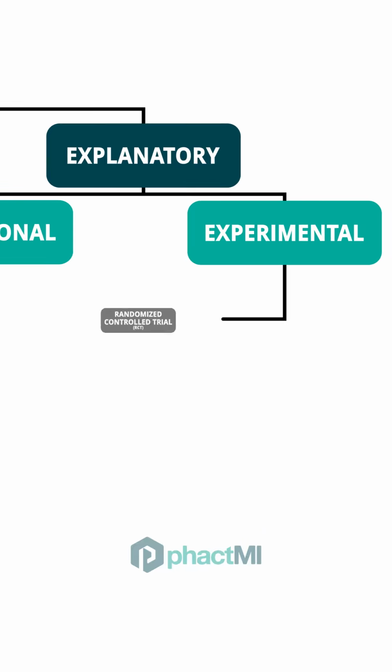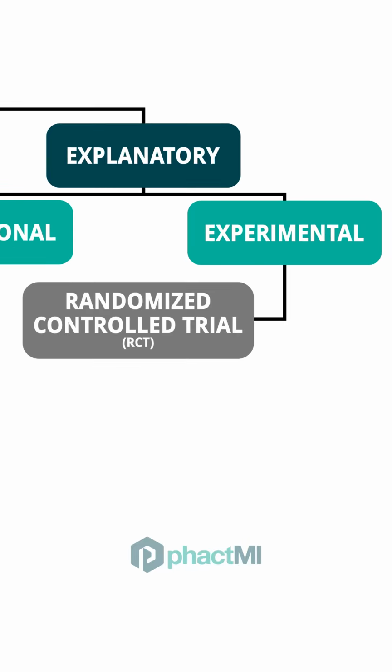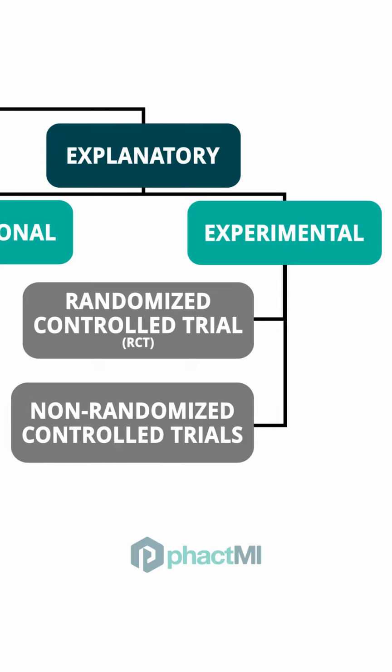The gold standard is the randomized controlled trial, or RCT. Participants are randomly assigned to groups to reduce bias. RCTs provide the strongest evidence for causality. Non-randomized controlled trials are similar to RCTs but without random assignment, which may introduce bias.